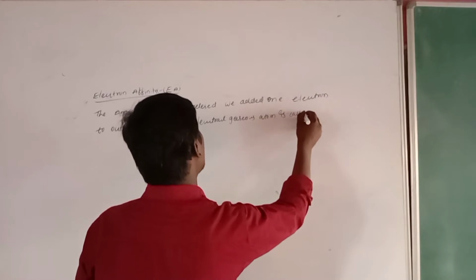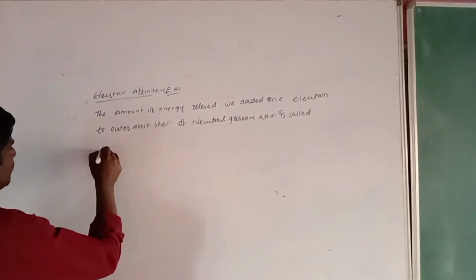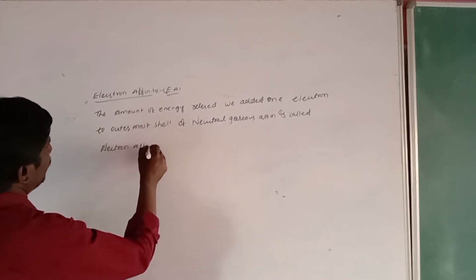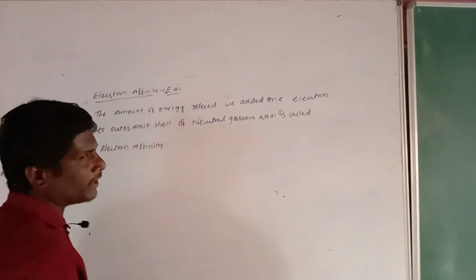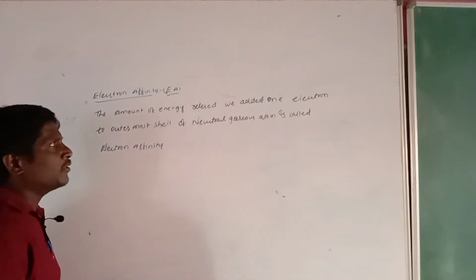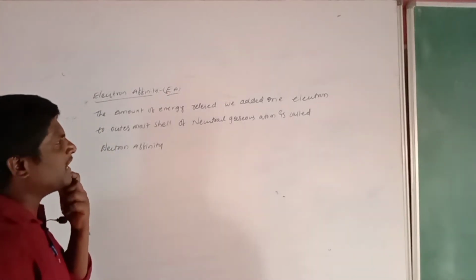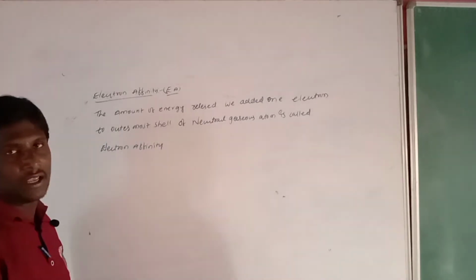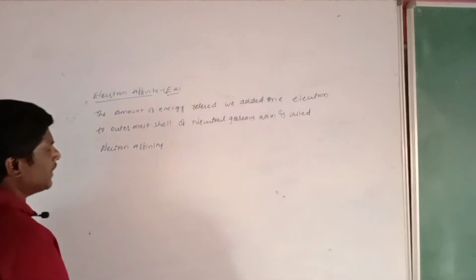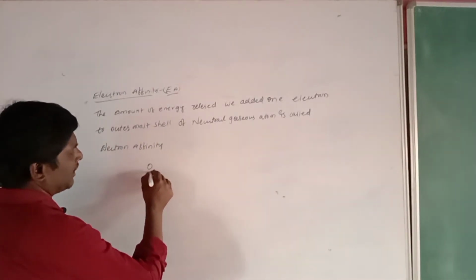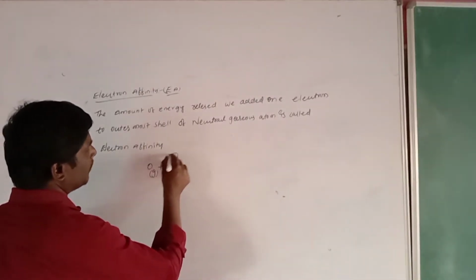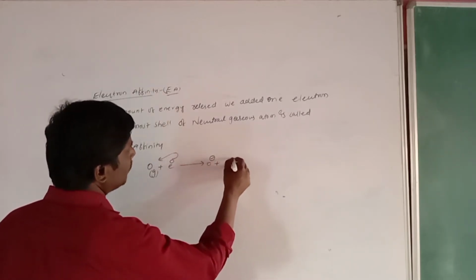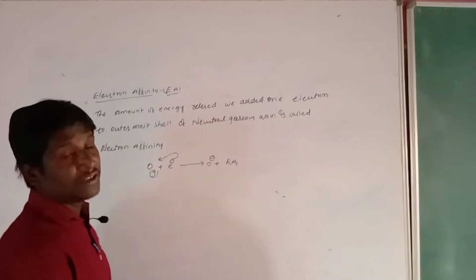That is called electron affinity. What is meant by electron affinity? The amount of energy released when we add one electron to a neutral gaseous atom is called electron affinity. For example, take a gaseous atom of oxygen. When we add one electron, we get O minus. Some amount of energy will be released, and that is called EA1.